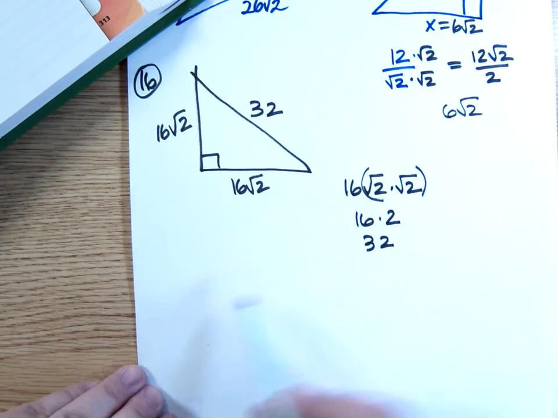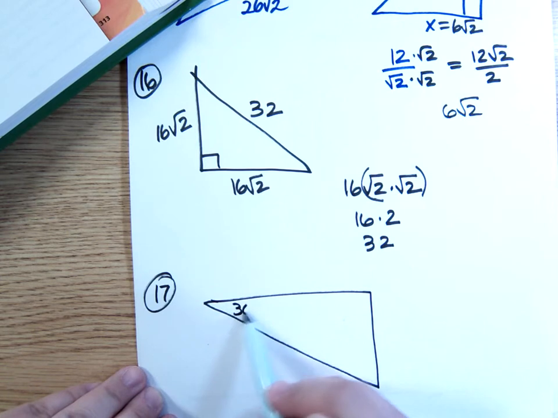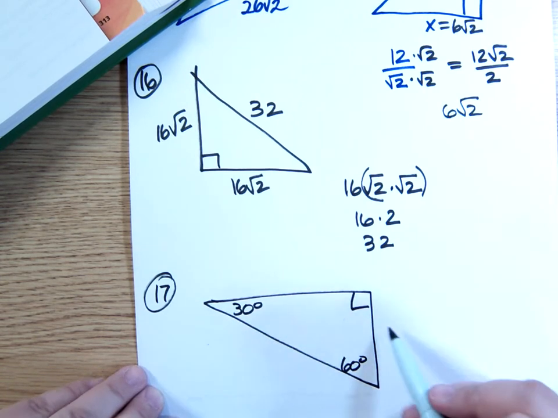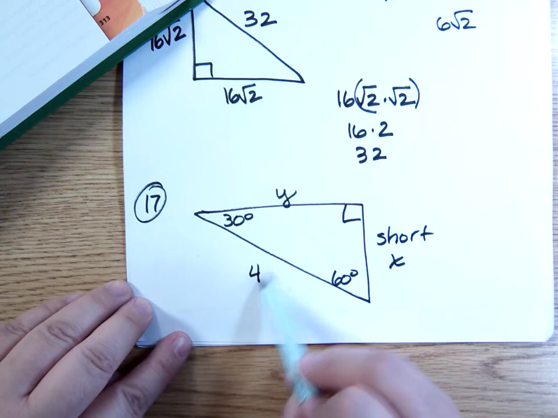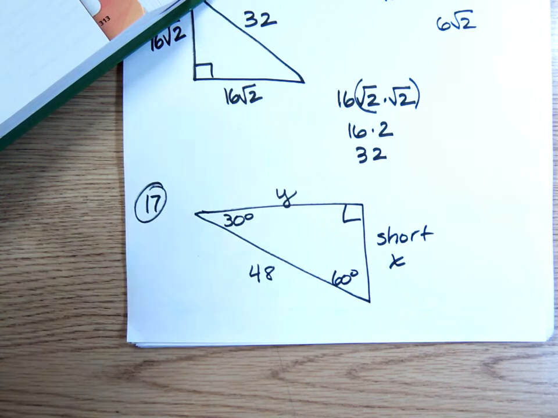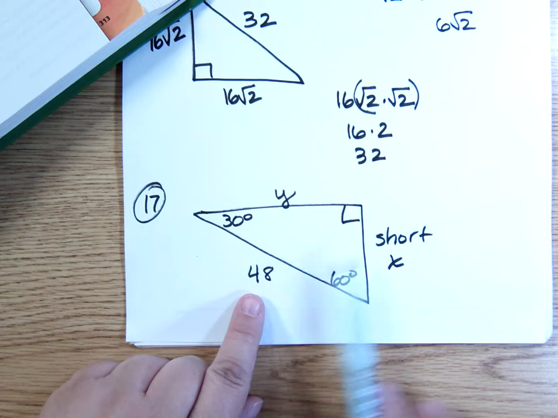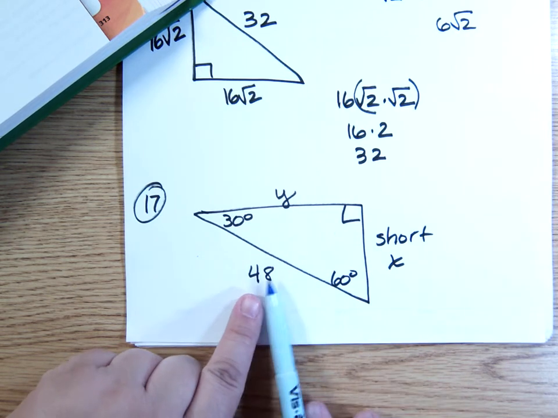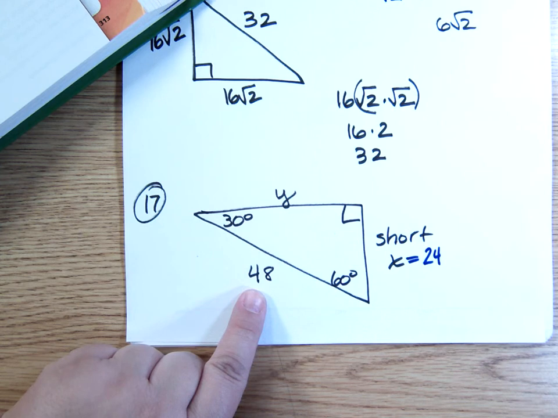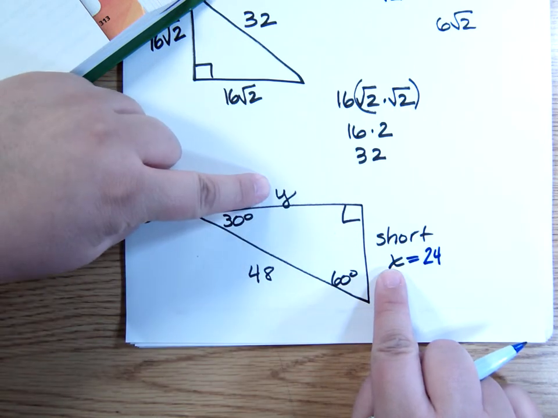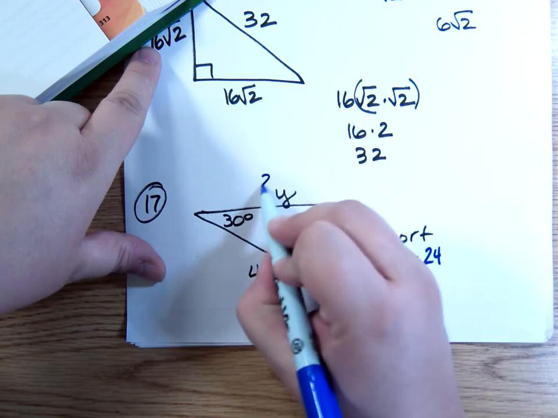Number 17 is a 30, 60, 90. Make sure you know where the 30 is, where the 60 is, to help you figure out where the short leg is. The short leg would be over here. So the short leg here is x, the long leg is y, and we are given the hypotenuse. Remember that if you don't start with the short leg, you always go there first. So I'm going from hypotenuse to short leg. The number that relates the hypotenuse and the short leg on a 30, 60, 90 is the number 2. Since I'm going from bigger to smaller, I divide by 2, and I get 48 divided by 2 is 24. Then from short leg to long leg, you always use the same number, and that number is square root of 3. If I'm going from short to long, I'm making it bigger, so I'm going to multiply times square root of 3, and there's my answer.